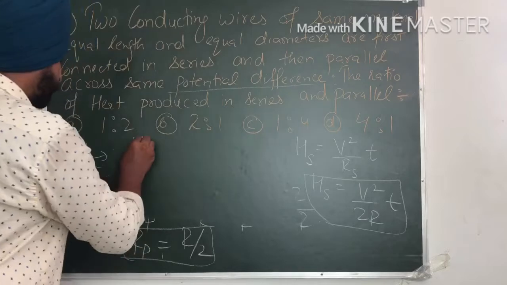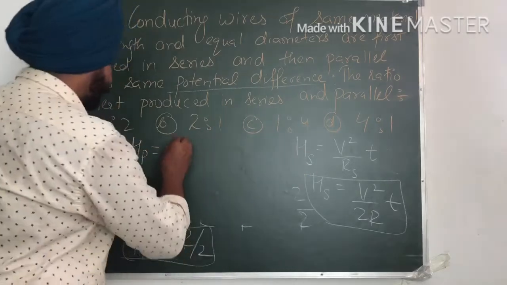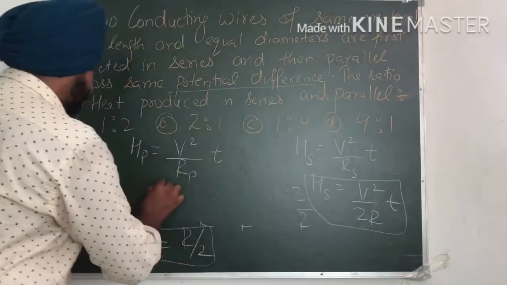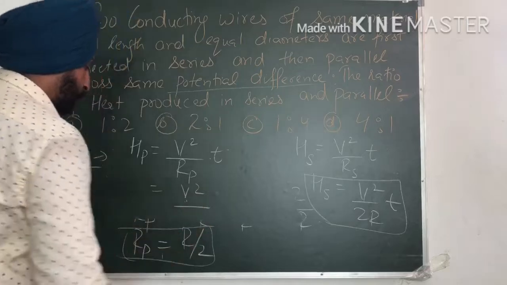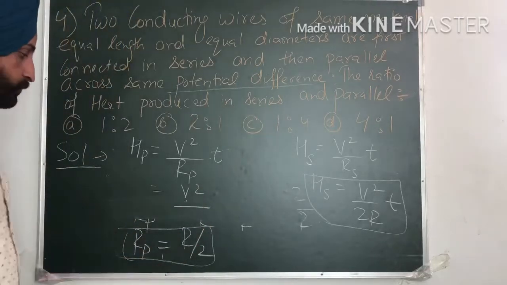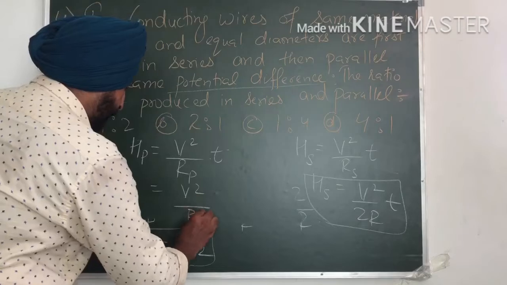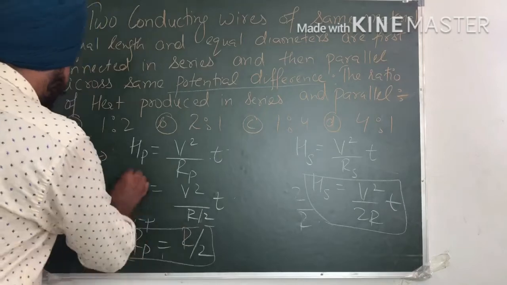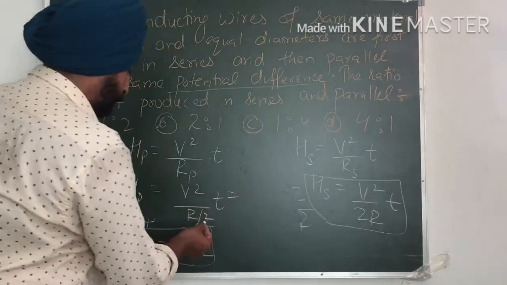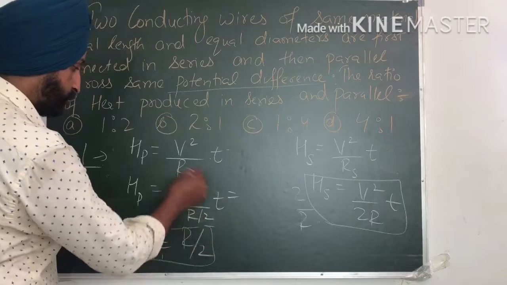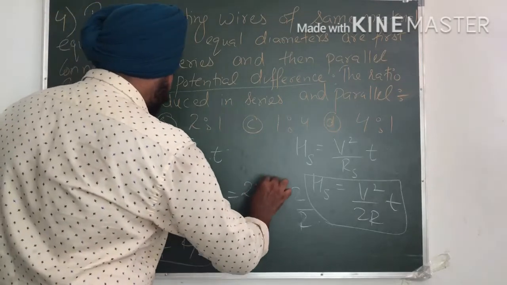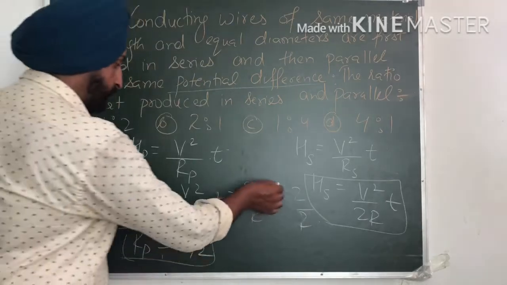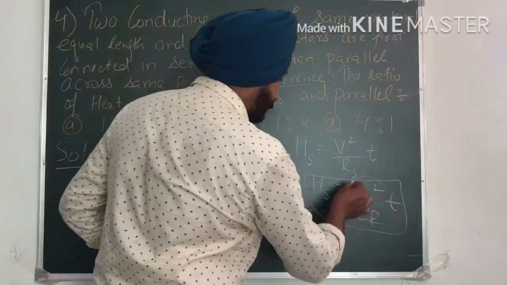So heat produced in parallel, same formula, V square by resistance in parallel into T. And what is total resistance in parallel? Total resistance in parallel is equal to R by 2. So here I would be putting R by 2 into T. Fine. So this is heat produced in parallel and it would be equal to this. R by 2, this 2 will go up and it will become 2V square by R into T. So heat produced in parallel is equal to this and heat produced in series is equal to this.